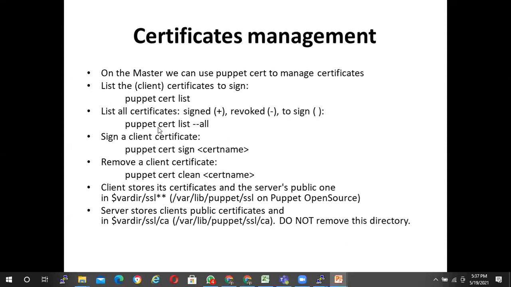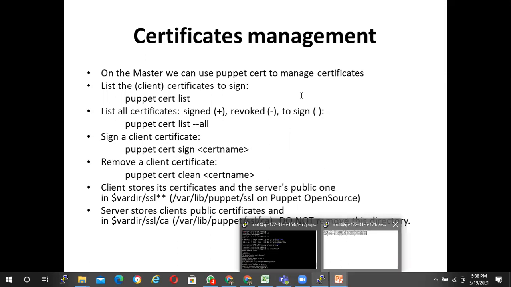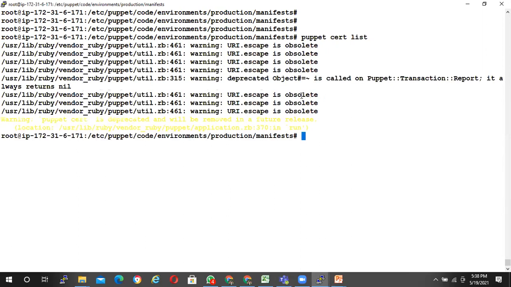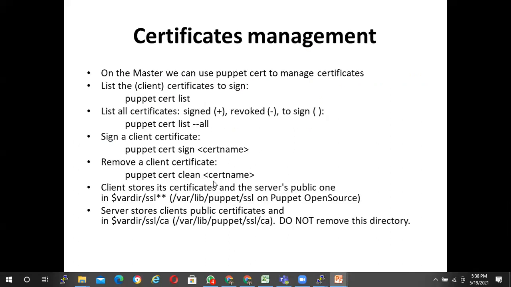Puppet cert list, puppet cert list all, sign, clean: to manage the nodes, to manage the certificates, you use these commands at the Puppet master side. We have just now seen that, right? Let's say puppet cert list. That will list all the certificates. With puppet cert clean, I want to remove some certificates, or you want to disconnect some agents. You can use clean or sign. By default this is the location where it will store all the certificates.